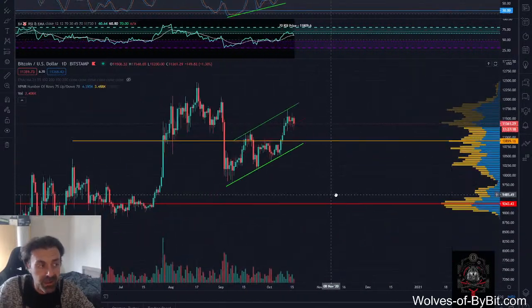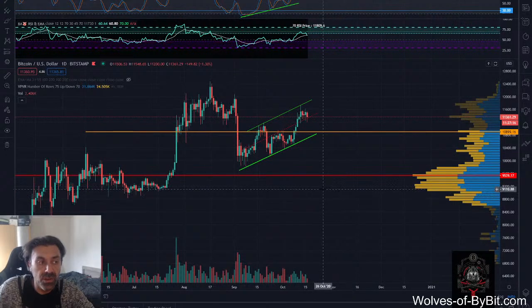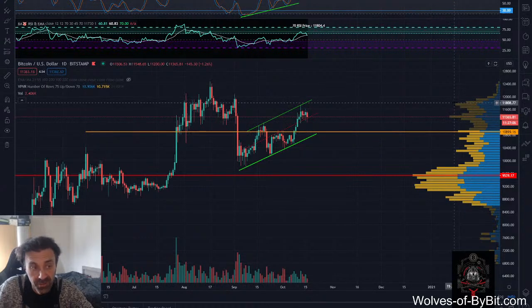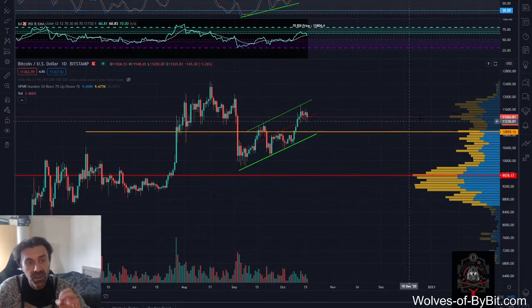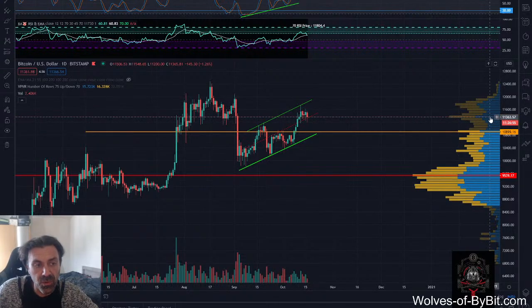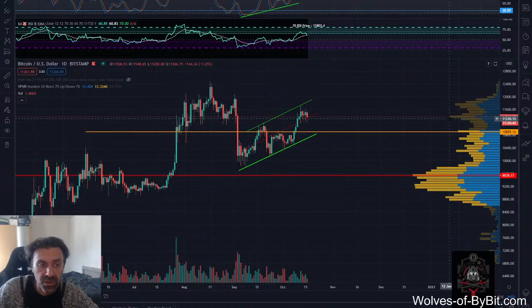Right now, we cannot say if we're going to break out to the top or break to the bottom. We're stuck on this node here. Both directions are equally valid, and we're smack in the middle. We could not aim more in the middle than this. We're at 11,365, 11,400. Above us there's a node at 11,800, and below us there is a node at 10,900. Let's call it 11,000. So we are smack in the middle.